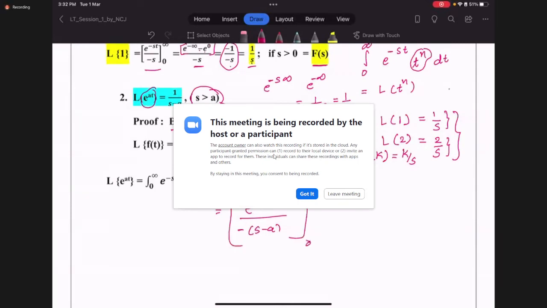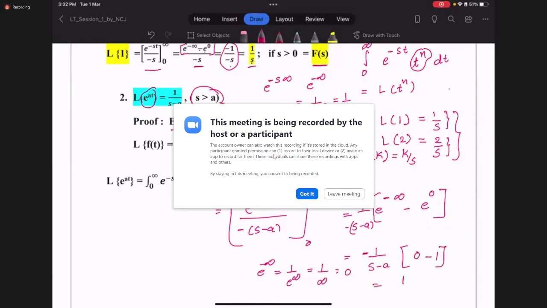Then if you substitute the limit 0 to infinity, it becomes e raised to minus infinity minus e raised to 0. What is the answer for e raised to minus infinity? It is 0, since it is 1 upon e raised to infinity, which is 1 upon infinity, which is 0. So we get 0 minus 1, and the two minus signs give plus 1 upon s minus a, where s is greater than a. If s equals a, then a minus a is 0, and 1 upon 0 becomes infinity, which is not possible. That's why this condition must be there.